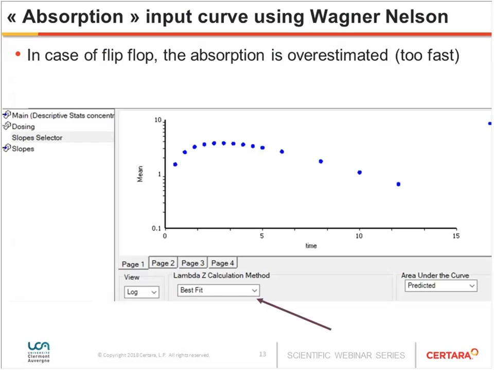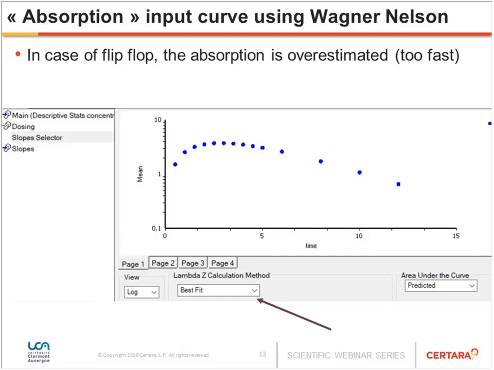So, if you want to calculate the absorption curve, not using, for example, a deconvolution but Wagner-Nelson, you have to be extremely careful. You have to be careful because when you have a flip-flop, you are going to overestimate the absorption; the absorption that you are going to calculate is going to be too fast. When you are using the Wagner-Nelson tool, there is something very important in the menu of the settings that you have here in the left part of this slide.